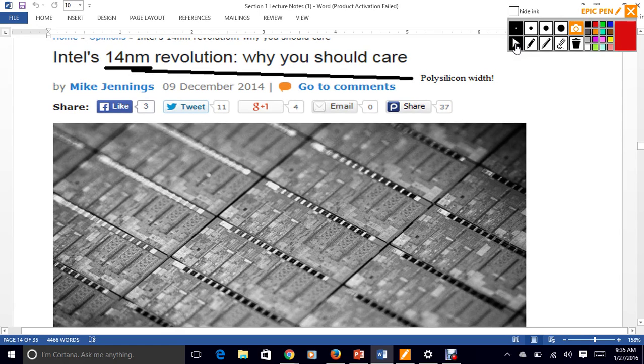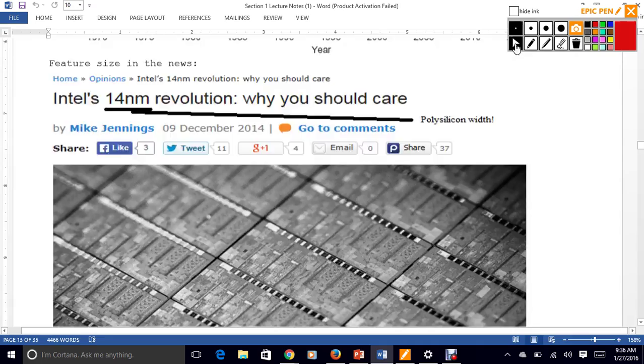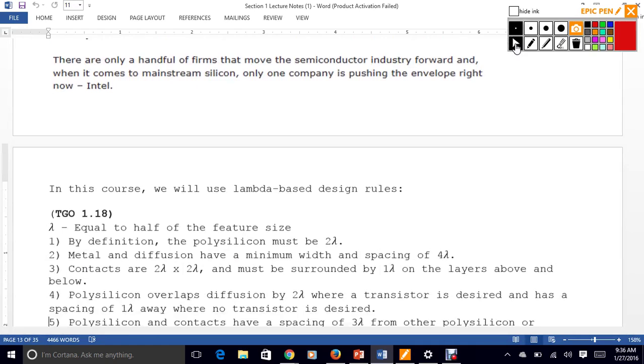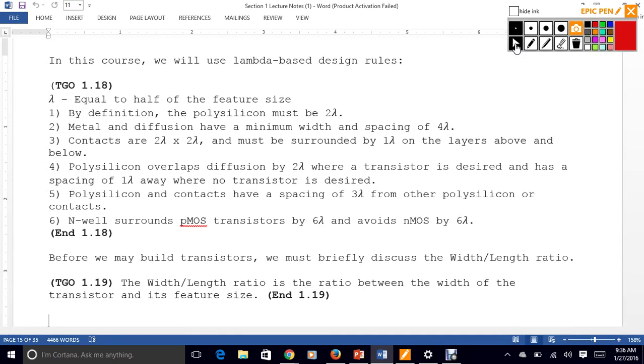That 14 nanometers in the headline there is the distance between your gate and your drain in the transistor. So you will be using what are known as lambda-based design rules. This is 1.18 here. Lambda is equal to half of the feature size. So if I say the feature size is 22 nanometers, how big is your lambda? 11. Okay. So by definition, rule number one, polysilicon must be 2 lambda.